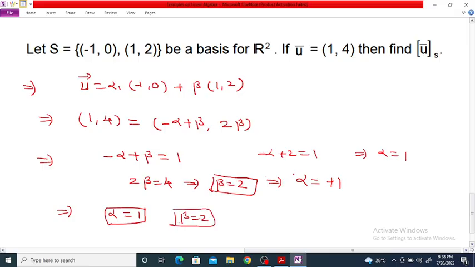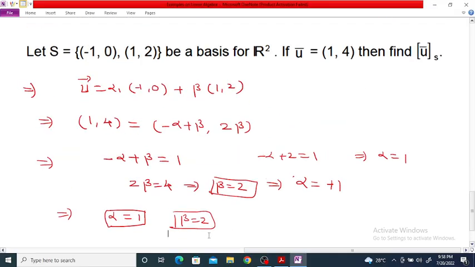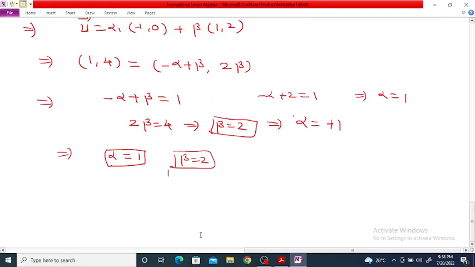So what is the coordinate vector here? The coordinate vector of U bar relative to the basis S is equal to (alpha, beta), which is equal to (1, 2). So this is the answer here.